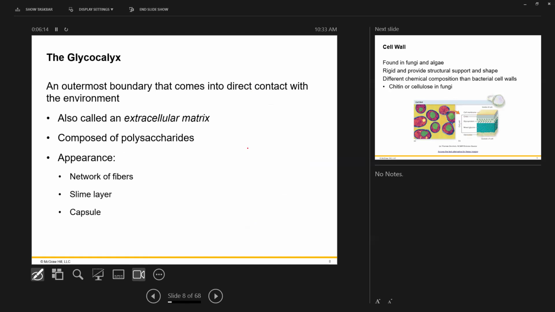So the glycocalyx, we've talked about glycocalyx in bacteria. They have capsules or slime layers. Turns out that eukaryotic cells can also have capsules or slime layers, quite similar actually. But also, if you're a eukaryotic cell, you have an extracellular matrix. That's your other option, right? And if you guys have taken, I don't know if they teach it in anatomy, probably at least in physiology, about the extracellular matrix.